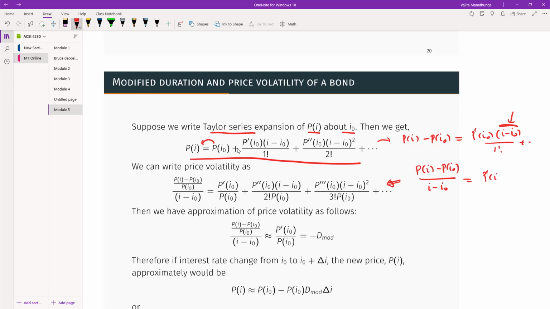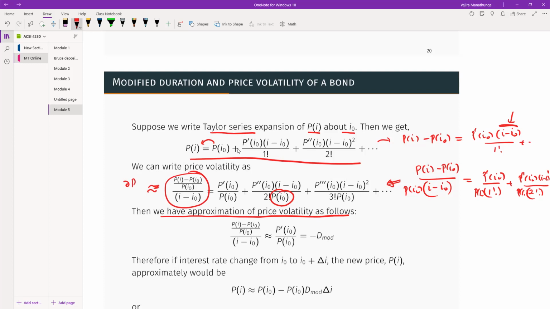So that would be P prime I naught over 1 factorial plus P double prime I naught times I minus I naught, not squared, but just to the power 1 now, because you take one I minus I naught as a common factor, over 2 factorial. Then you divide both sides by the price, so you add Pi naught in each place, and you get this expression. So we have an approximation of price volatility. This is basically what we mentioned: an approximation of this quantity.